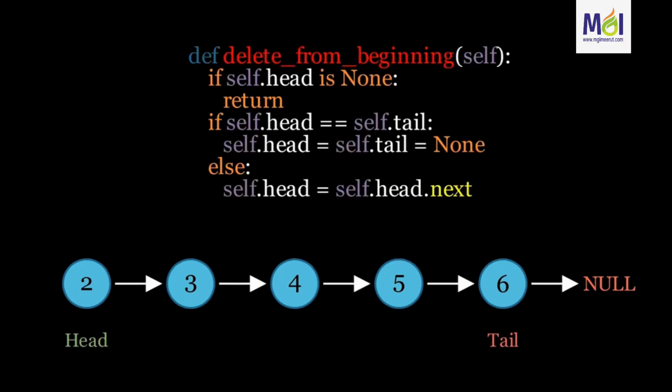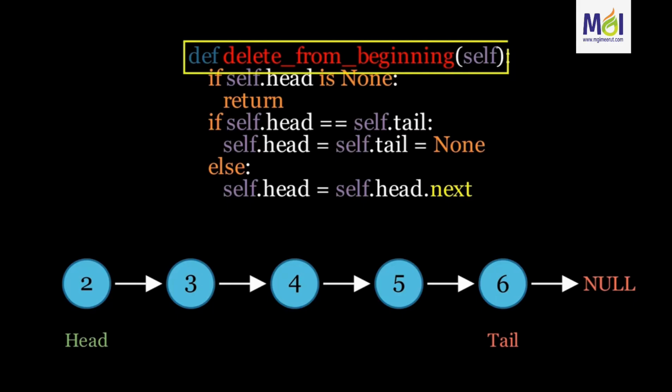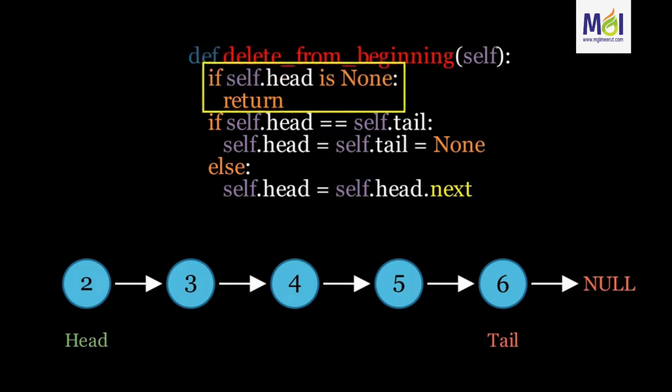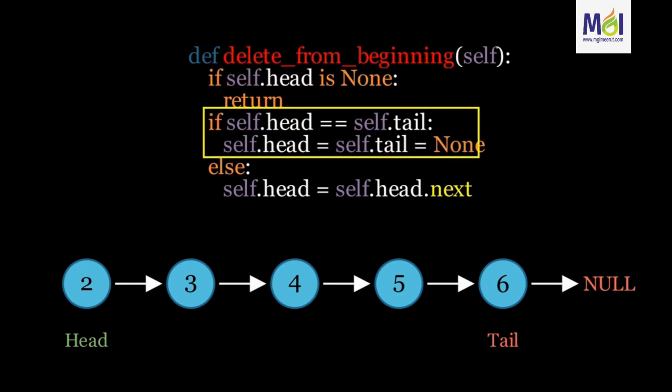Next is deleting from the beginning of the list. This operation will start with defining the function. The algorithm first checks if the list is empty. If it is, the function will simply return. If the list is not empty, it will check if the head and tail point to the same node, which would mean the list contains only one element. In this case, both head and tail will be set to none.